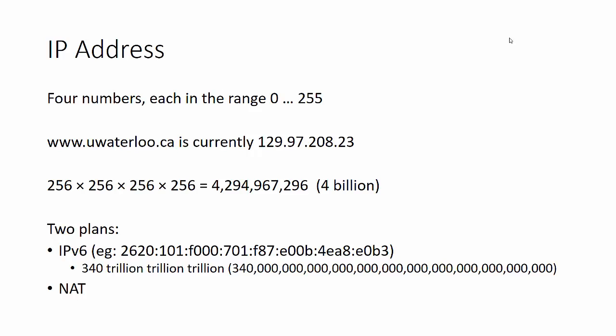There's 2 ways to address this problem. The first is what they call IP version 6. And the idea with IP version 6 is that you'd have a much longer IP address. This is the actual IP address of another computer at the University of Waterloo that uses the IP version 6 scheme. With the IP version 6 scheme, we can handle 340 trillion devices on the internet. And that should serve humankind for a long time. The alternative scheme is called NAT.